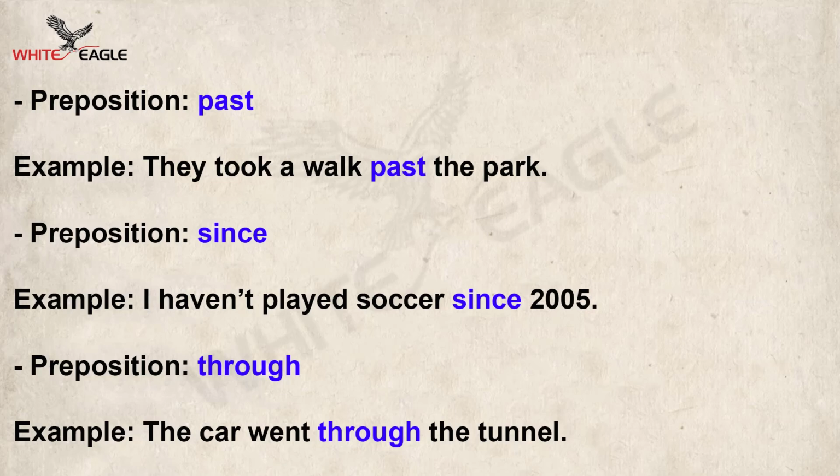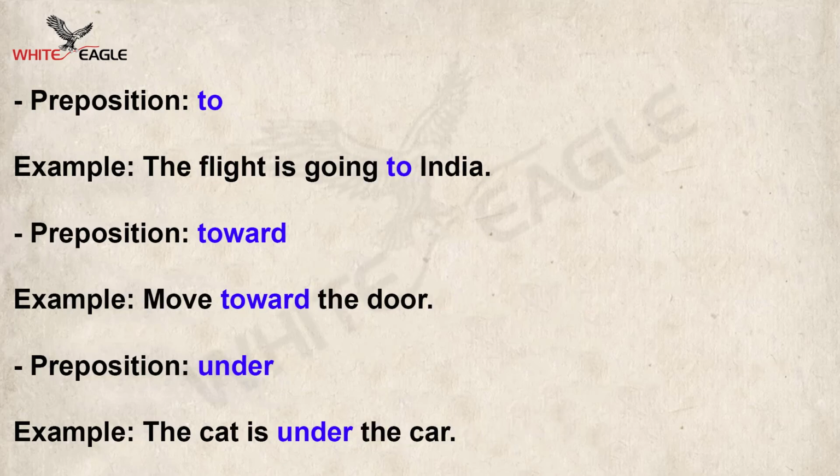Preposition: since. Example: I haven't played soccer since 2005. Preposition: through. Example: The car went through the tunnel. Preposition: to. Example: The flight is going to India. Preposition: toward. Example: Move toward the door.